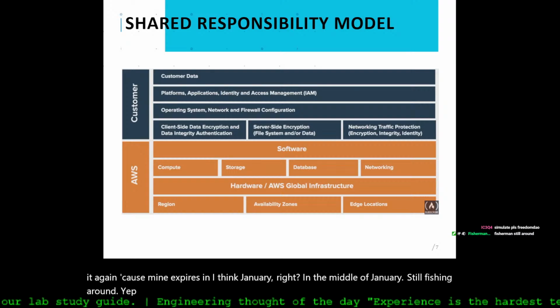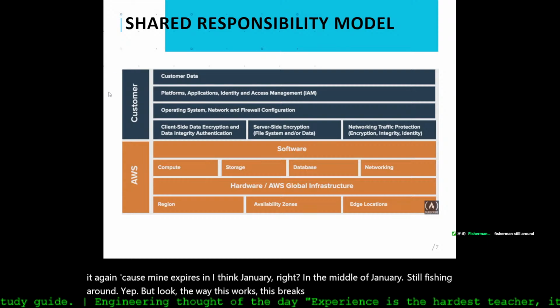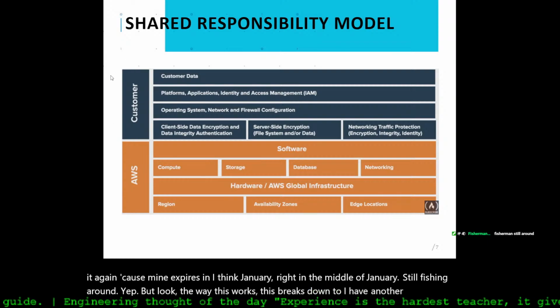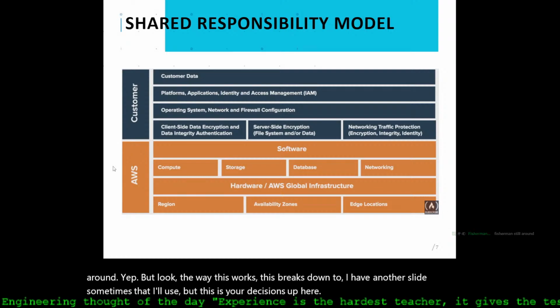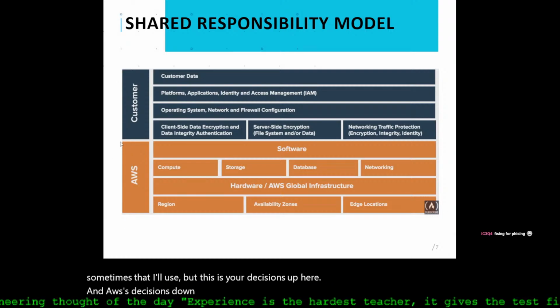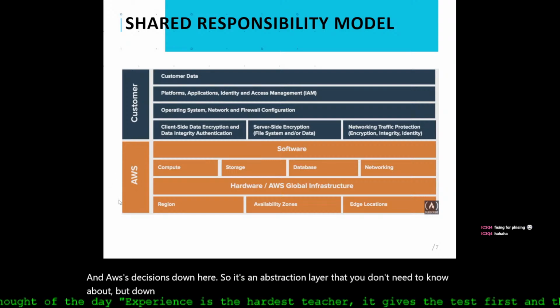But look, the way this works, this breaks down to, I have another slide sometimes that I'll use, but this is your decisions up here and AWS's decisions down here. So it's an abstraction layer that you don't need to know about. But down here, I want you guys to think about it like this.